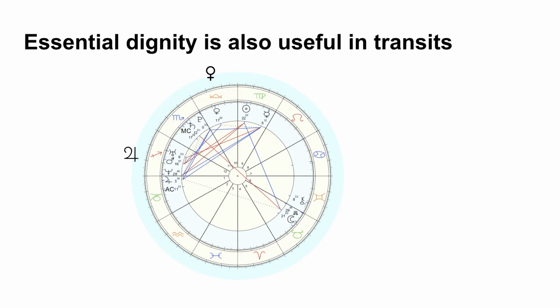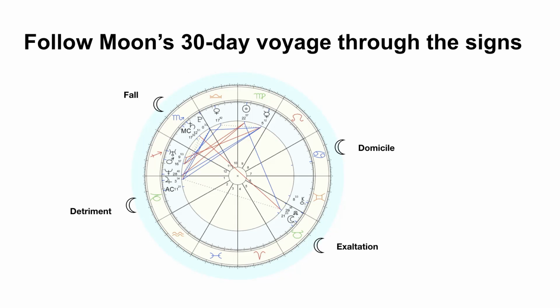When Jupiter is in Sagittarius, its qualities are more easily expressed than when Jupiter is in detriment in Virgo. When Venus is in domicile in Libra, we all find it easier to embody Venus's qualities, irrespective of what our Venus sign is. A good exercise is to follow the moon's 30-day voyage through the 12 signs, and notice how your emotional expression changes when the moon is in domicile or in exaltation versus detriment or fall.